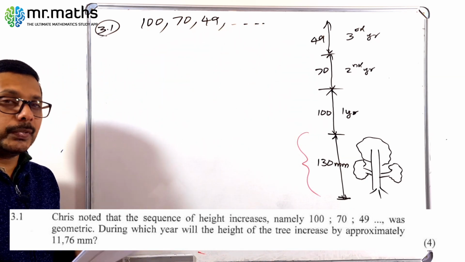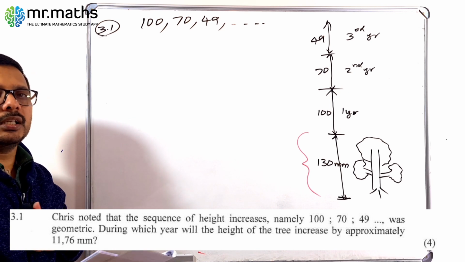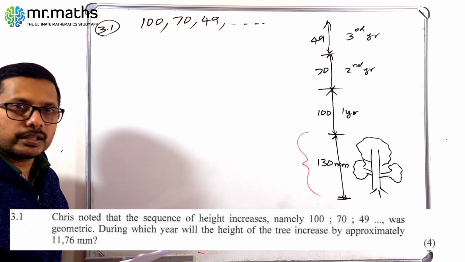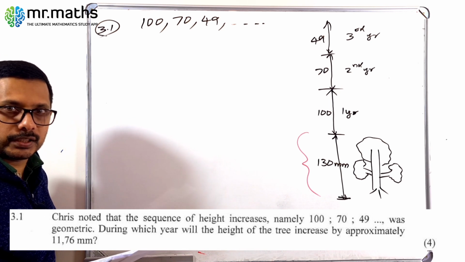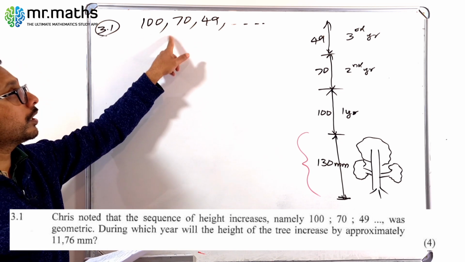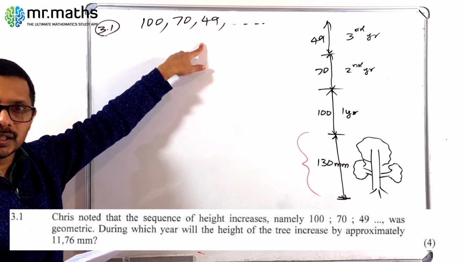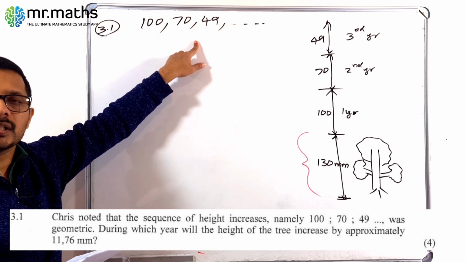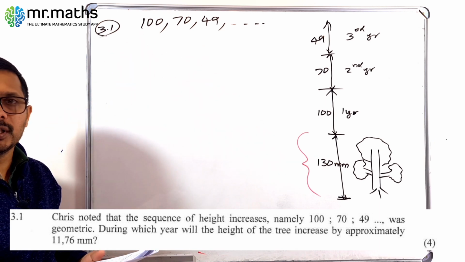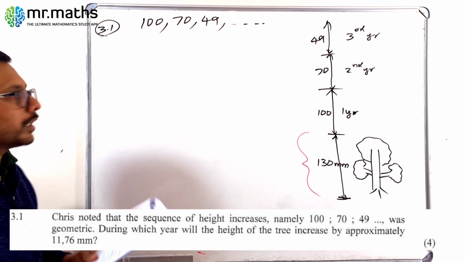So immediately in your mind it must come: it is a geometric sequence, so there is a common ratio. Am I right? Since Chris noted that this is a geometric sequence, definitely you can find a common ratio. How can you find the common ratio?